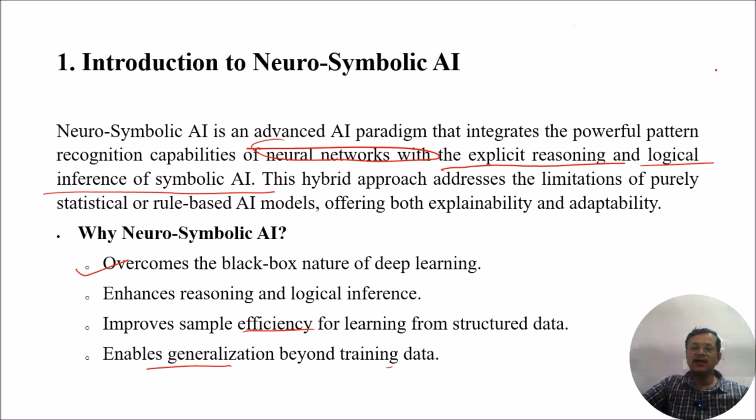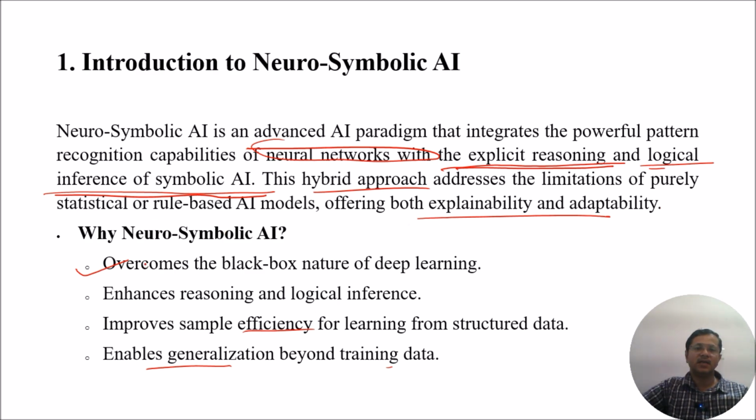So the major thing is what it delivers to our deep learning approach. It gives things like explicit reasoning and logical inference, these kinds of things from symbolic AI. It adds these to our deep learning architecture, which enhances the quality of the solution. So this hybrid approach generally overcomes the limitations of purely statistical or rule-based AI and offers both explainability and adaptability.